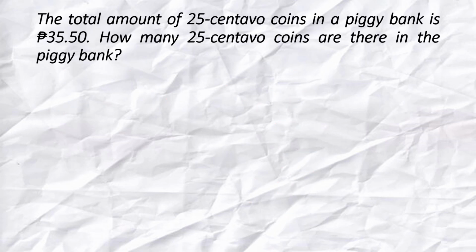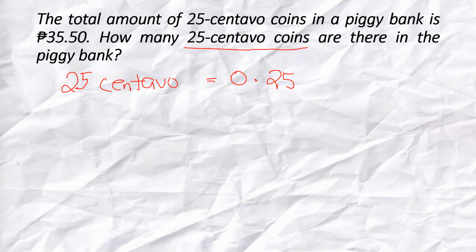For the last one, let us have problem solving. The total amount of 25 centavo coins in a piggy bank is 35 pesos and 50 centavos. How many 25 centavo coins are there in the piggy bank? Take note that in number form, a 25 centavo coin is 0.25. If we want to know how many 25 centavo coins 35 pesos and 50 centavos has, we just have to divide the two.